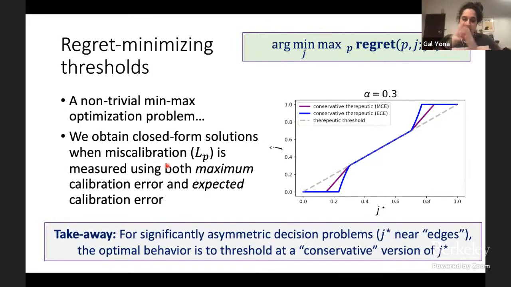Okay, so at least the takeaway that I want you to have in mind at this point is that when we encounter decision problems that are significantly asymmetric, in that their optimal threshold is near the edges, then the optimal behavior, at least in the sense of regret minimization, is to hedge your bets and take a conservative version of J star.